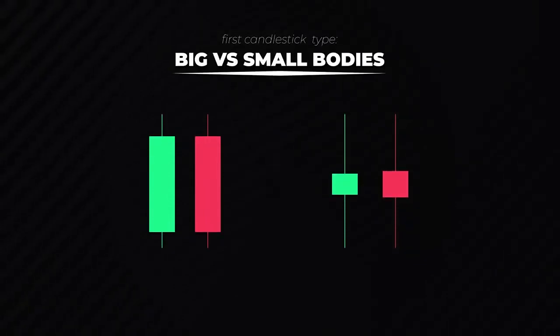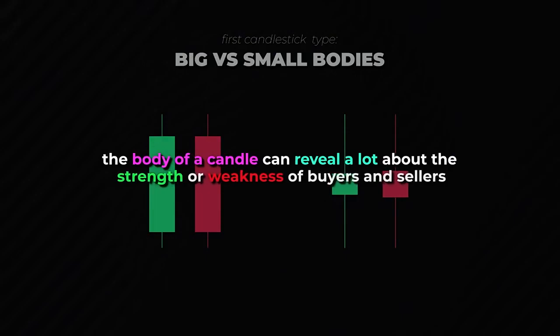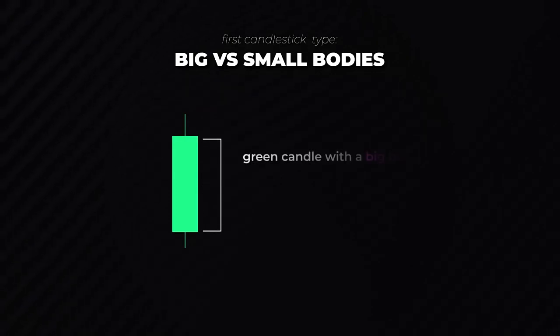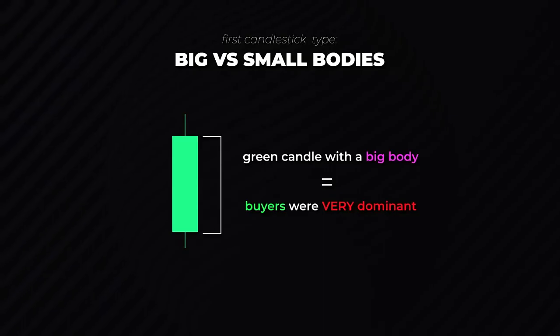The first type is candles with big versus small bodies. The body of a candle can reveal a lot about the strength or weakness of buyers and sellers. For example, let's look at a green candle with a big body. This type of candle shows that buyers were much more dominant.